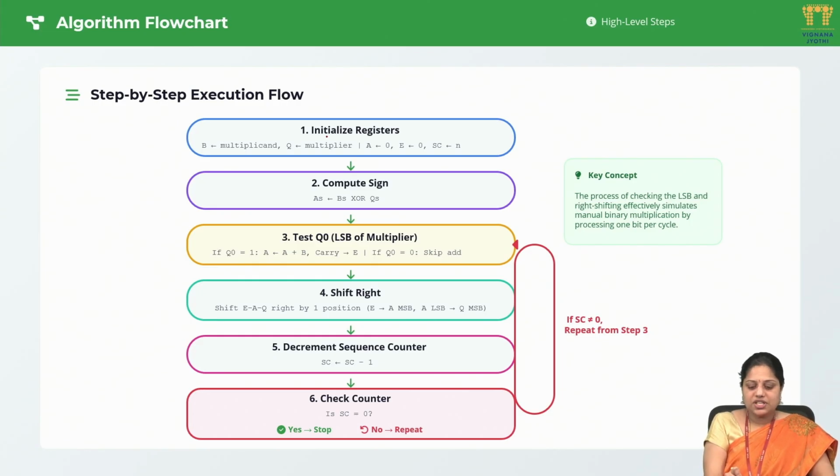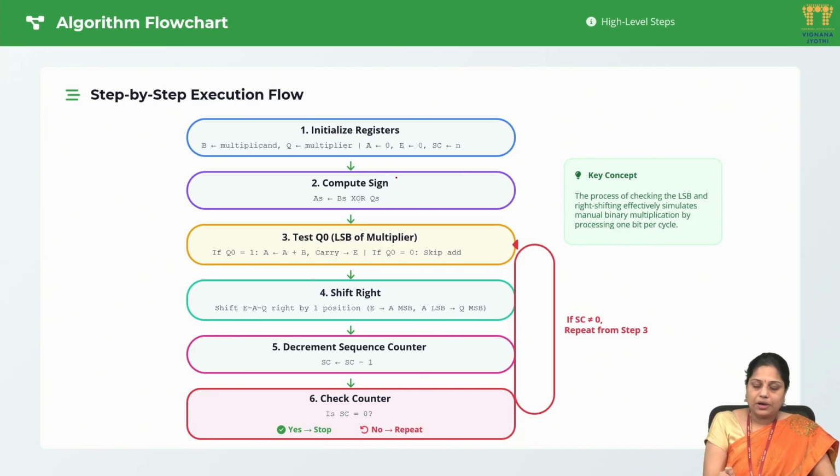Here it is first initialization of registers. Coming to the step of initialization of registers, you are initializing registers B, Q, A, E and SC. In B you are going to store the multiplicand, in Q you are going to store the multiplier, and the sequence counter is nothing but N, which is the size of your multiplier. And next the register A we initialize to 0, as initially the partial product will be 0, and the carry bit also is initialized to 0. And next you are going to first complete the calculation of the product sign.